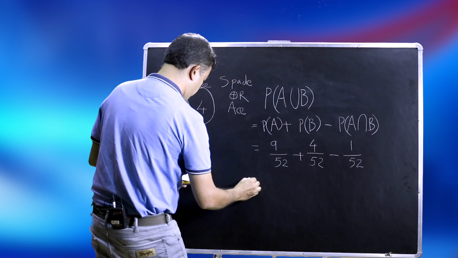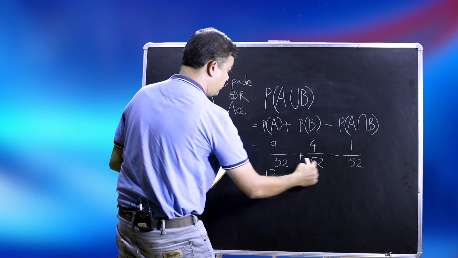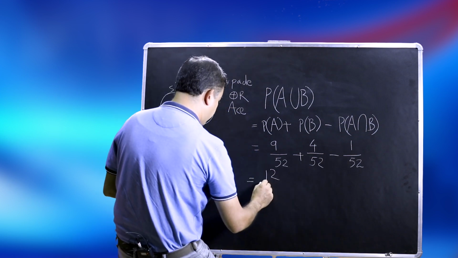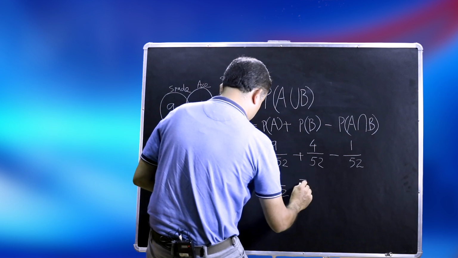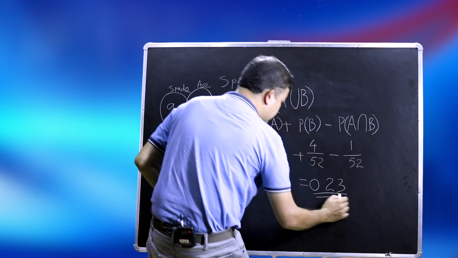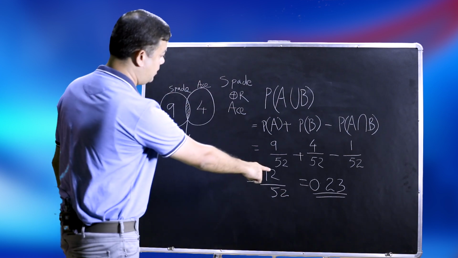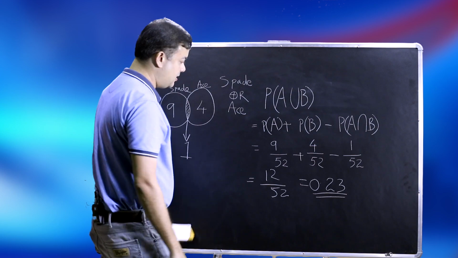So that is equal to 12. 9 plus 4 minus 1, because the denominator is all the same, is 12 divided by 52. So that is equal to 0.23. So 0.23 is quite a low probability. As you can see, it's only a 23% chance.